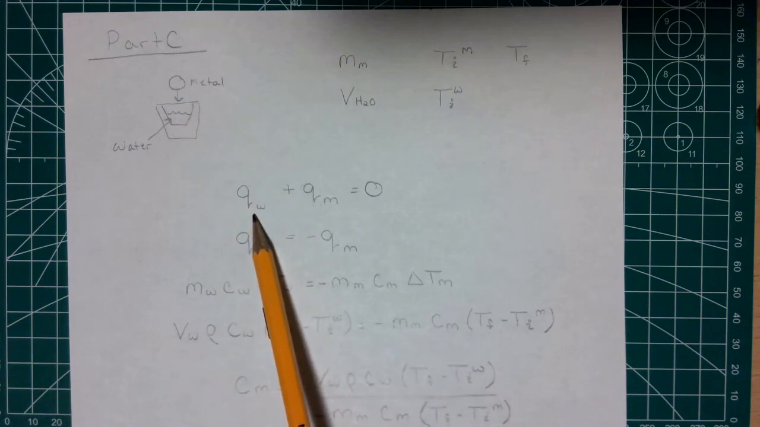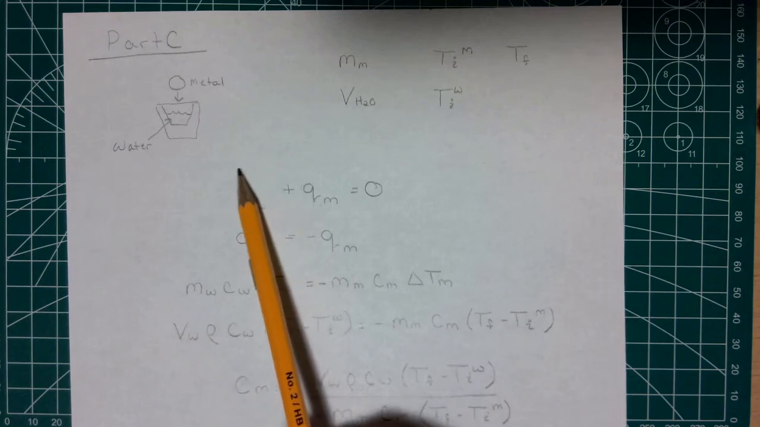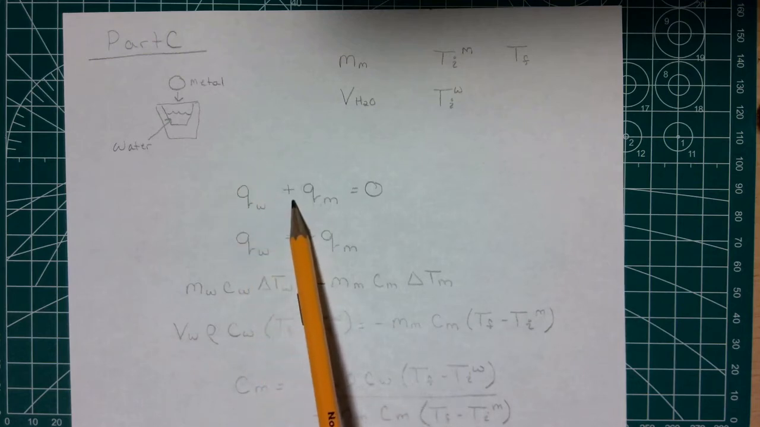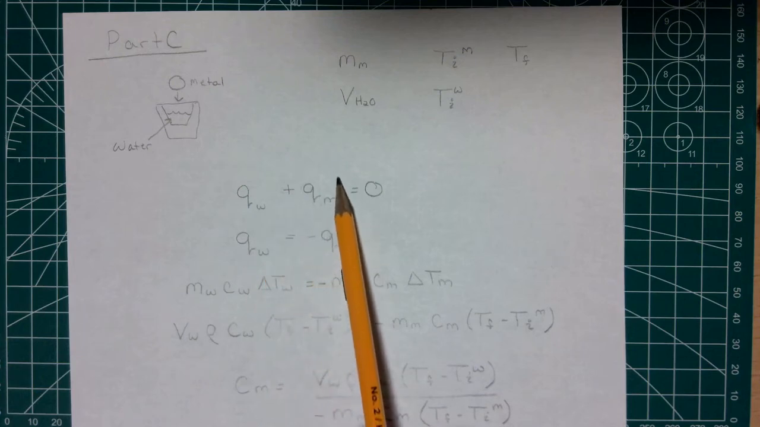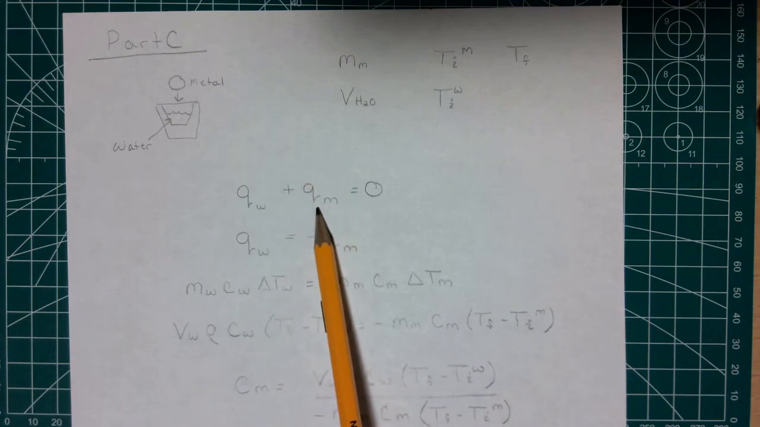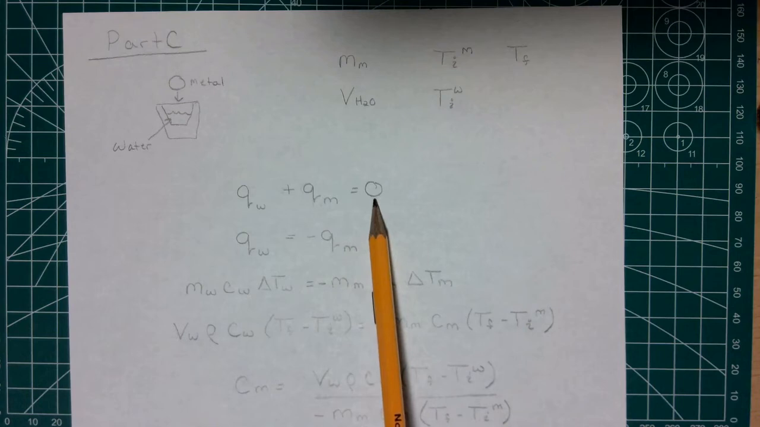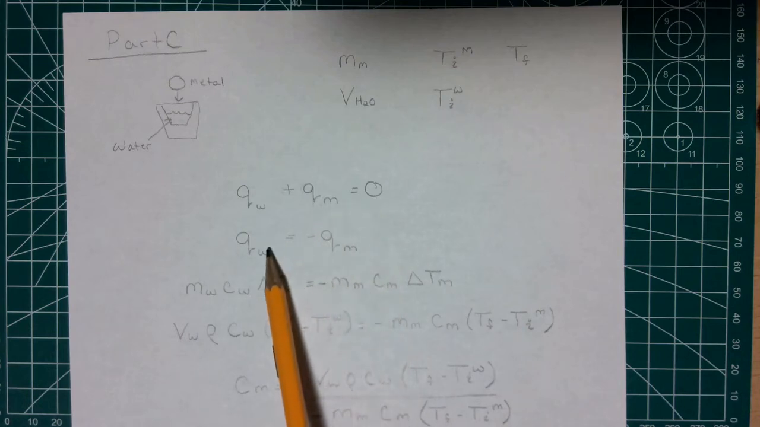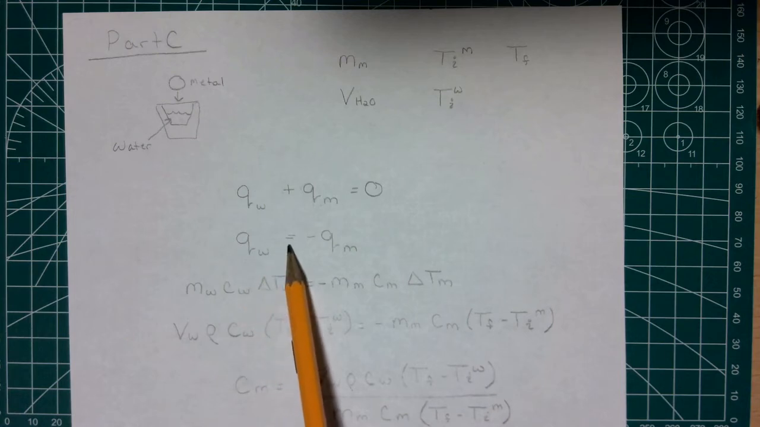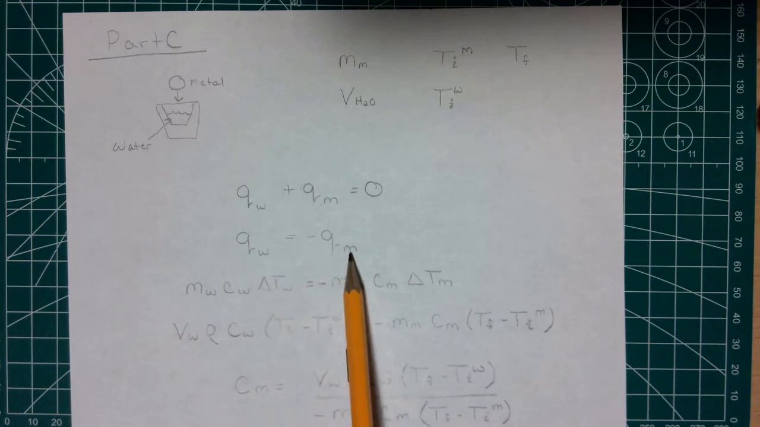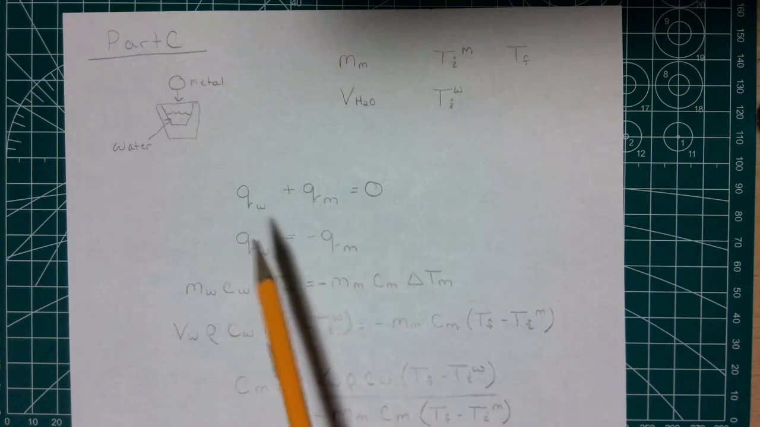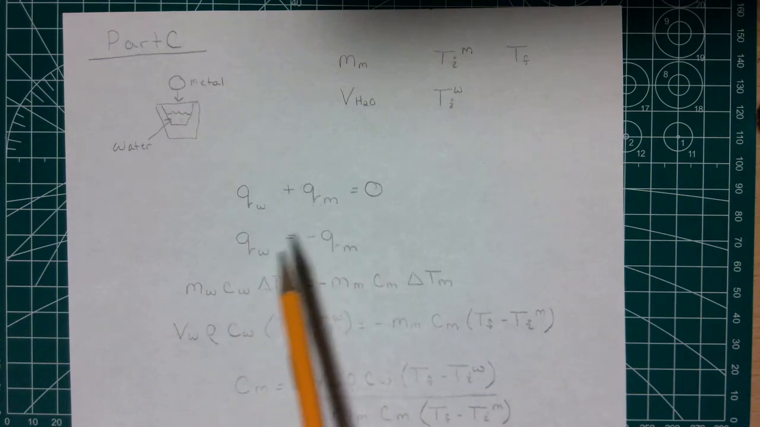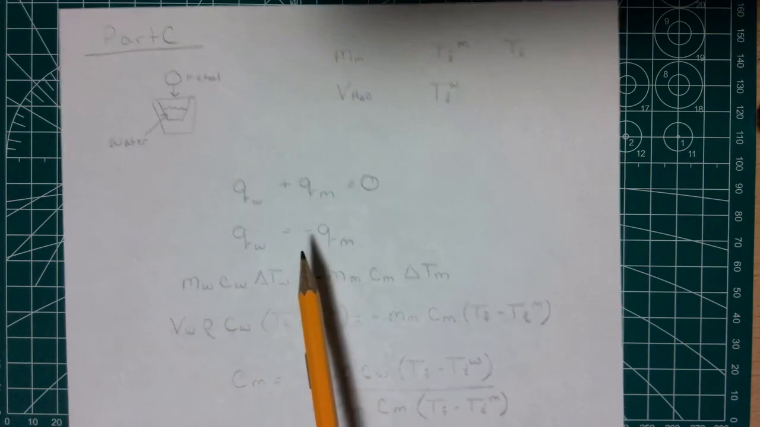Mathematically, that means that the heat that was gained by the water plus the heat that was lost by the metal is going to equal 0. Okay? Which we can express as the heat of the water is equal to the negative heat of the metal. So the metal is cooling down, the water is heating up. That's why they have opposite signs from one another. Okay?